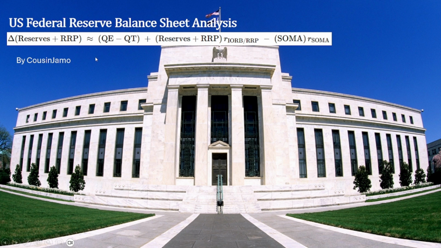Basically, there's a formula I came up with that summarizes the balance sheet mechanics. So change in reserves equals the difference between QE and QT, and basically the interest expense minus the interest income for the balance sheet. I'll explain all these terms, yeah?